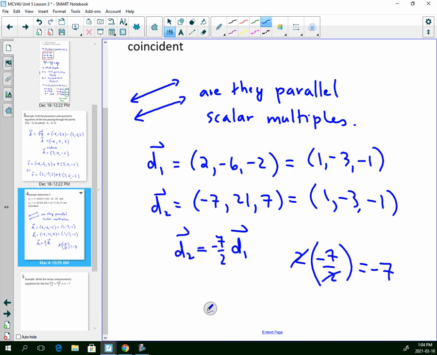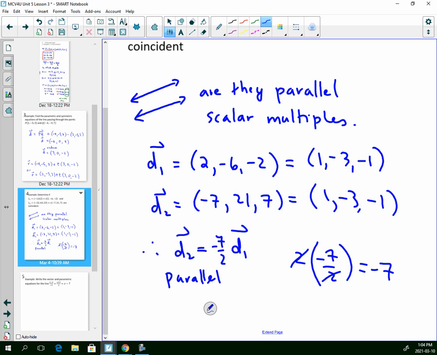So if you were actually doing a scalar multiple statement, if I multiply D1 by negative 7 over 2, I would get all the components of D2. So that's another way to look at it. But sometimes reducing it is the easiest way. Okay, so they are parallel. They are scalar multiples of each other. The second thing we want to check is, are they coincident, meaning are they the same line? Do all the points on D1 lie on D2 or vice versa?